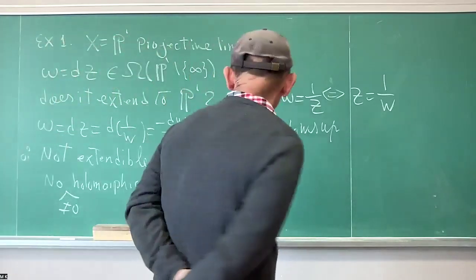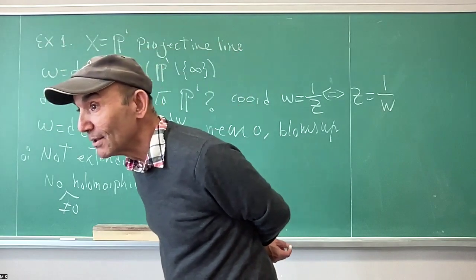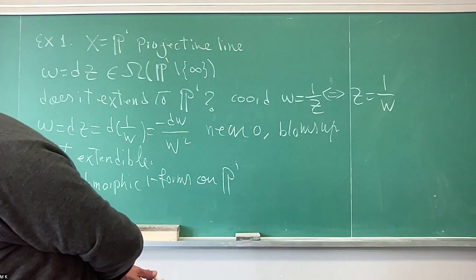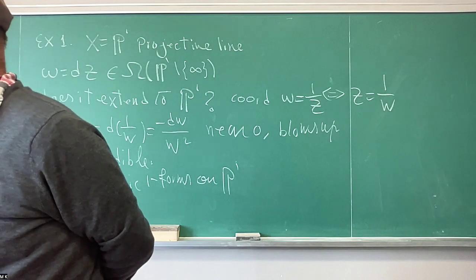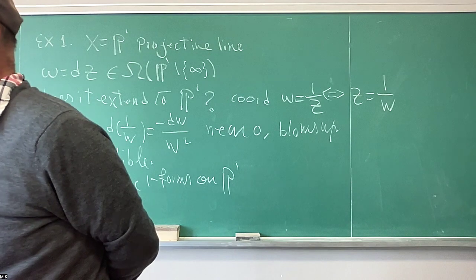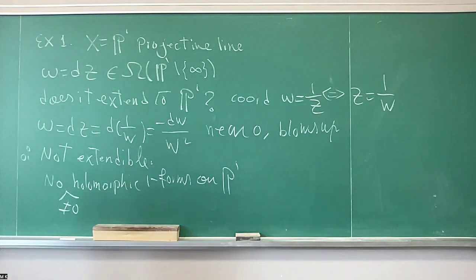What if we pick a different coordinate at infinity? Same. You're going to get not extended. What if we have w equals z squared? Well, that's not a coordinate because that's 2 to 1. You can choose some other coordinates, but you see, if you show that in one coordinate it is not extendable, you know that in any other coordinate it is also not extendable. So this is a coordinate independent concept.